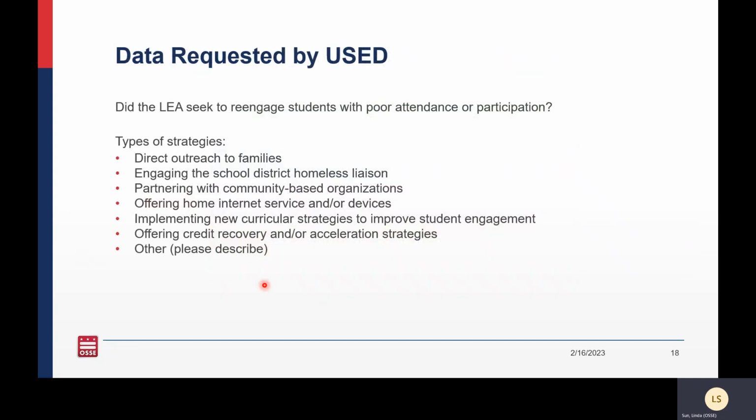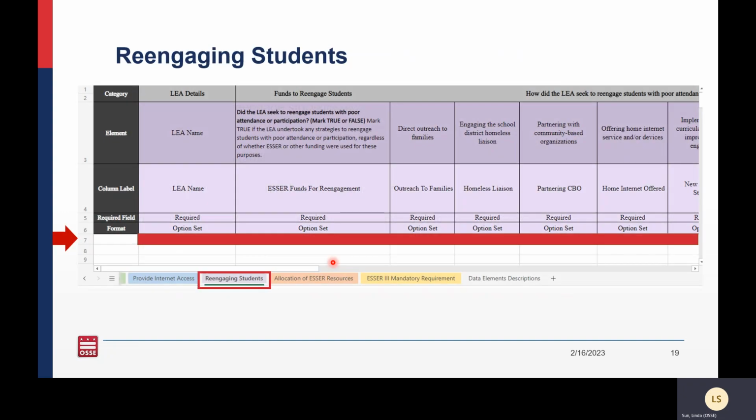Next, re-engaging students. This is specifically about re-engaging students with poor attendance or participation. And again, it gives you a set of options. So you'll notice the pattern. Again, the template looks the same. Over here on this next tab, re-engaging students, the main question is written at the top, and then also that you have to respond to here in this column.